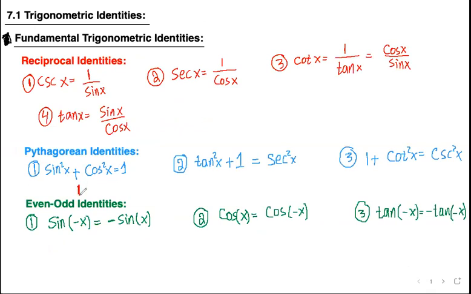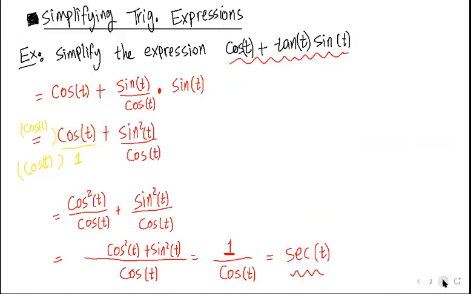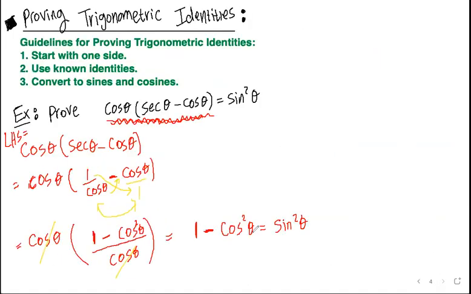So again, 1 minus this thing is equal this thing, sine square. And this is what I have here. So 1 minus cosine square of theta is equal sine square of theta. And this is equal to the right hand side. This means I proved this expression.